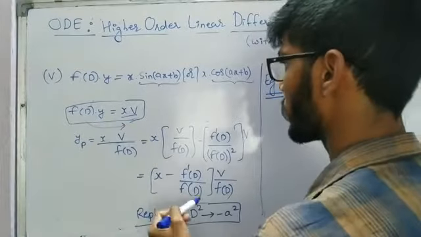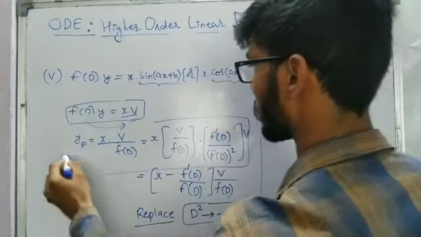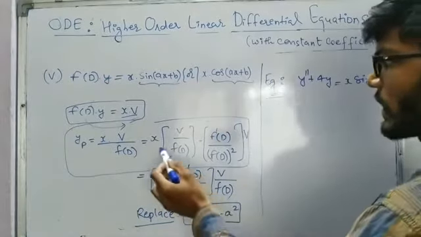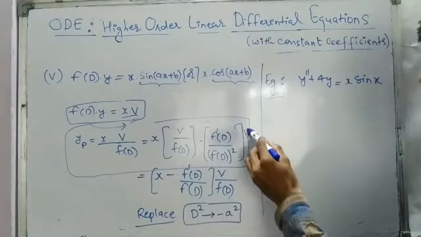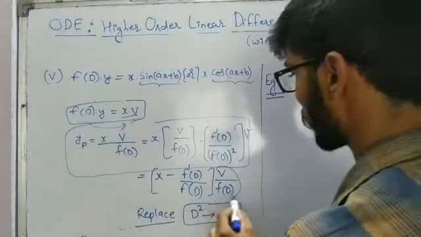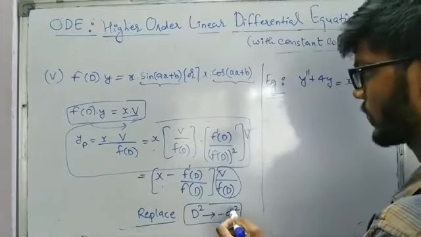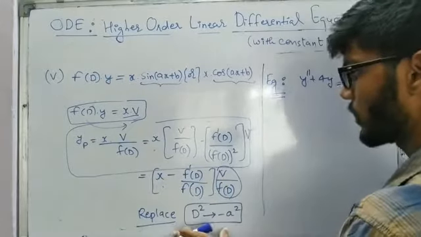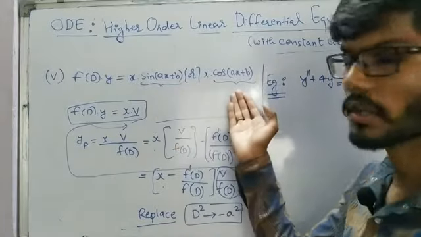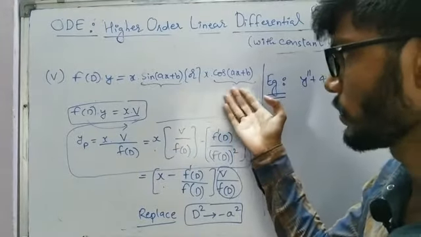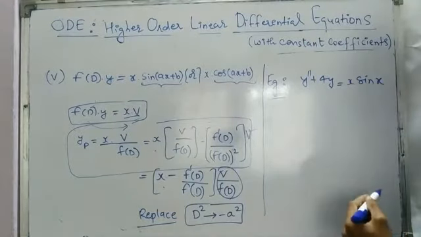So first we have to take f of d in the denominator, and here we have one particular formula that we'll have to keep in mind. We'll have to write the solution as x into v upon f of d minus f dash d upon f of d whole square into v, or if we take v by f of d common, only x will be left here, and here f dash d divided by f of d will be left. And once applying this particular format, we'll have to replace d square by minus a square, because this is nothing but sin x plus b and cos x plus b terms present over here, and in that case we replace d square by minus a square. To understand that, I have taken one example also.